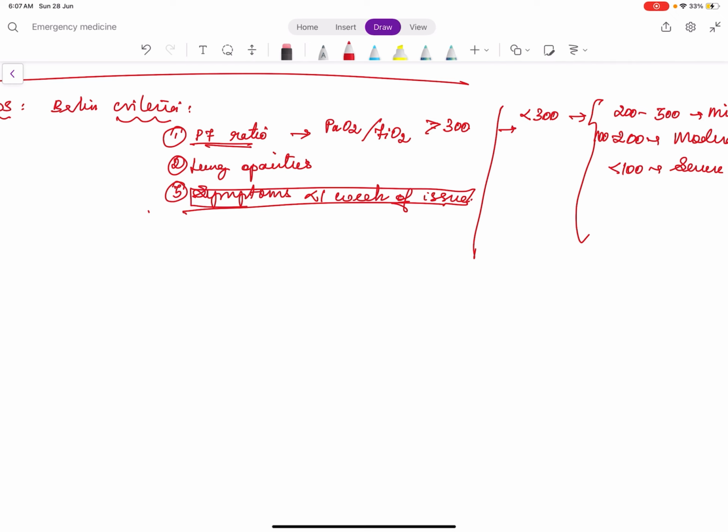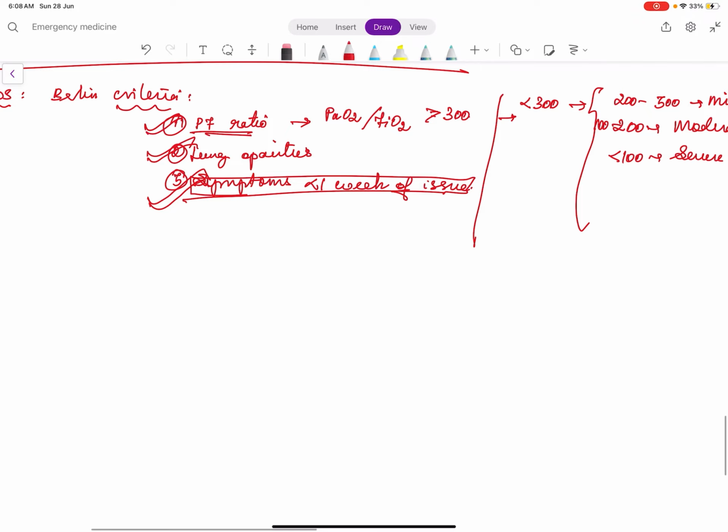So basically three criteria. One criteria is a clinical criteria. Patient has worsening respiratory distress within 1 week of clinical insult. Next is imaging criteria, where there are bilateral lung opacities which is not explained by a lung disease like effusion, collapse or nodules. And third is a lab criteria, PF ratio.